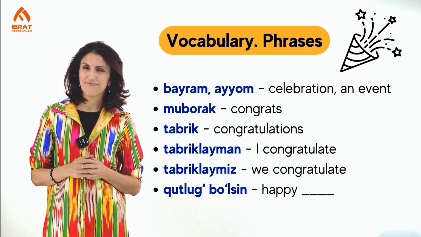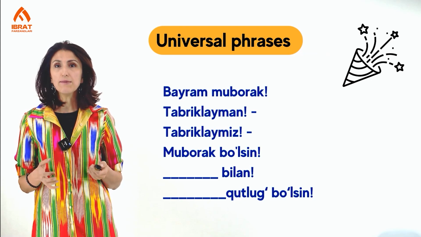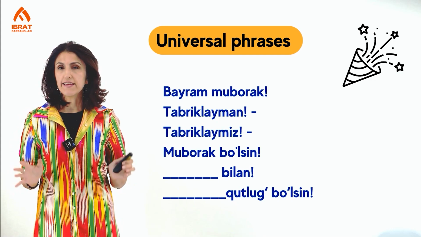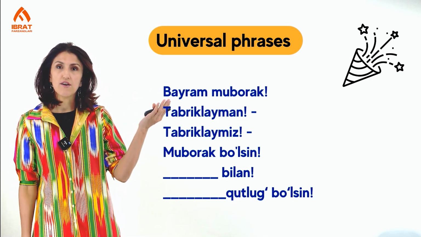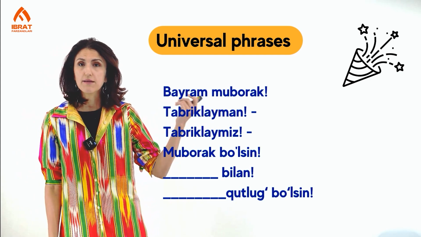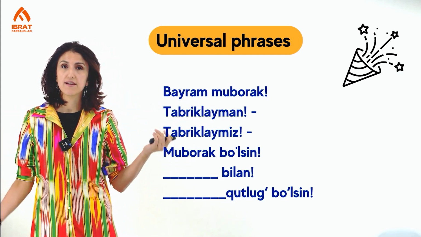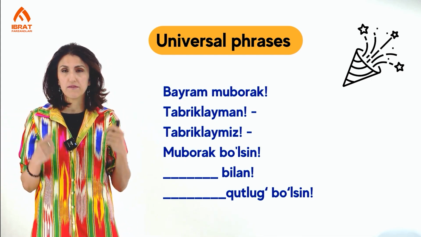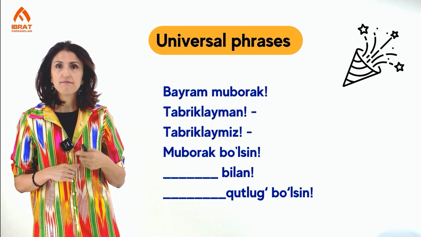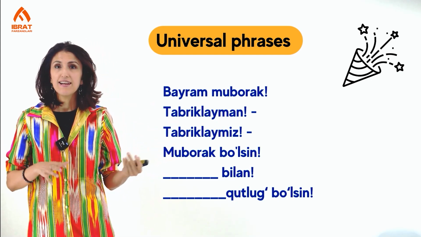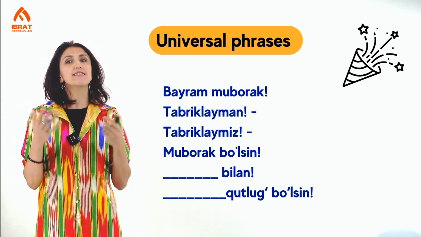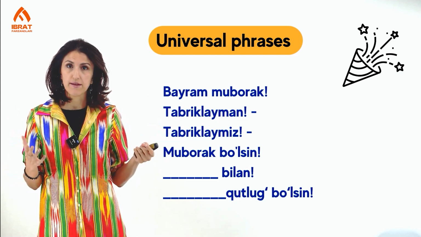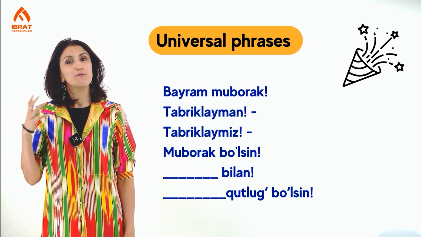Qutlug' bo'lsin. Okay, now I will show you the list of universal phrases that you can use for any occasion, right? So our first word was bayram, and bayram mubarak means congratulations with this event. Bayram mubarak, or bayramlar mubarak with a row of events, like a number of events. Tabriklayman, tabriklaymiz. And again, tabriklayman is me, tabriklaymiz is we. Mubarak bo'lsin.